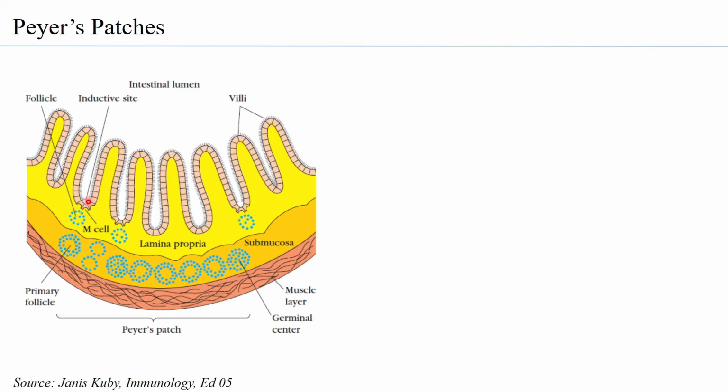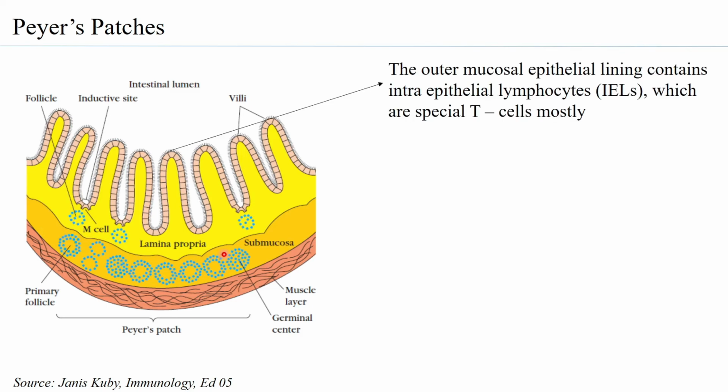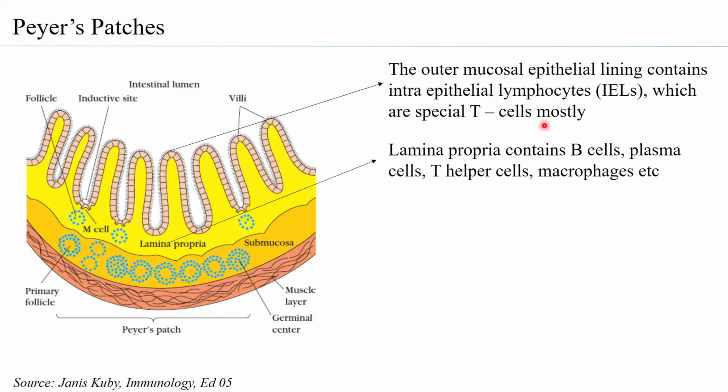Now, within this we have a region which is called the inductive site. So what is an inductive site? An inductive site is a site from where the antigen can enter. So from the intestinal lumen, you can have the antigen enter the entire gut lining, the mucosal lining. The outer mucosal epithelial lining contains what are called intraepithelial lymphocytes, IELs, and these intraepithelial lymphocytes have been found to be specialized T cells.